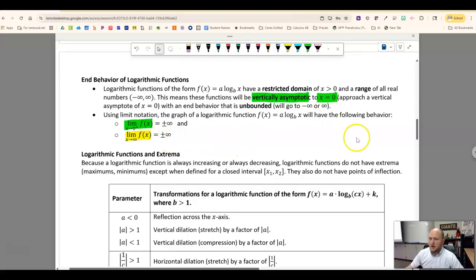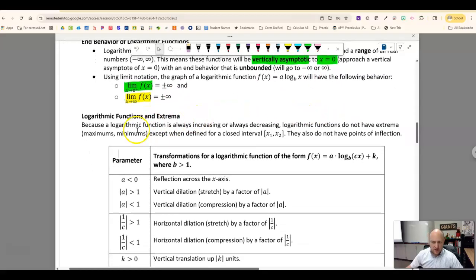Okay, all right. So logarithmic functions, they're always increasing or always decreasing, and always concave up or always concave down. So it's always one or the other. They do not have any extrema, maximums, minimums, except if it is a restricted domain, if we kind of cut off ends of the logarithmic function. And there's no points of inflection. Like I said, it's always one concavity. We never change between, okay?